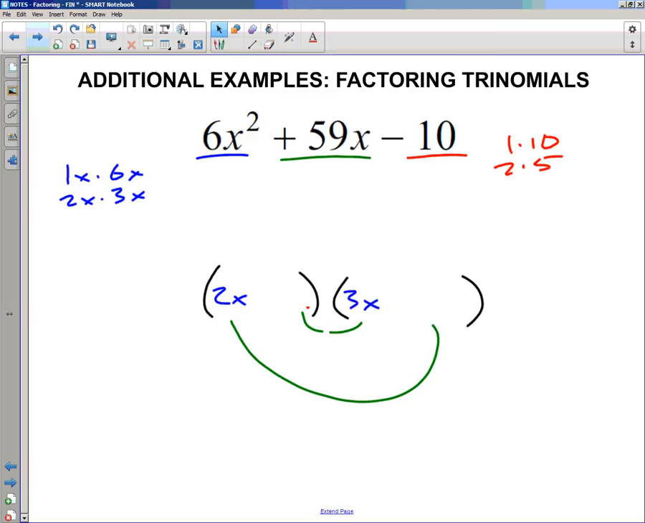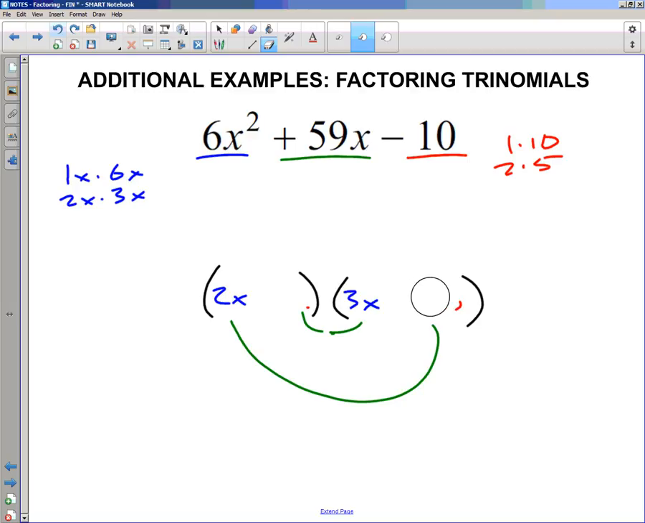Let's try the 10 and the 1. I'm thinking 10 cannot go there, so the 1 would have to go there. 10 can't go there because that would cause us to have a common factor of 2 in there, and that just can't work. So we'll try the 1 here and the 10 here. Go ahead and work it out. 1 times 3x is 3x. 10 times 2x would be 20x. And no, that's not going to get us to 59 either.